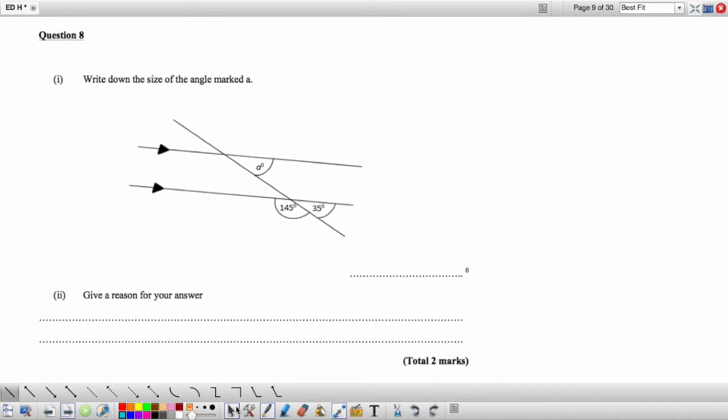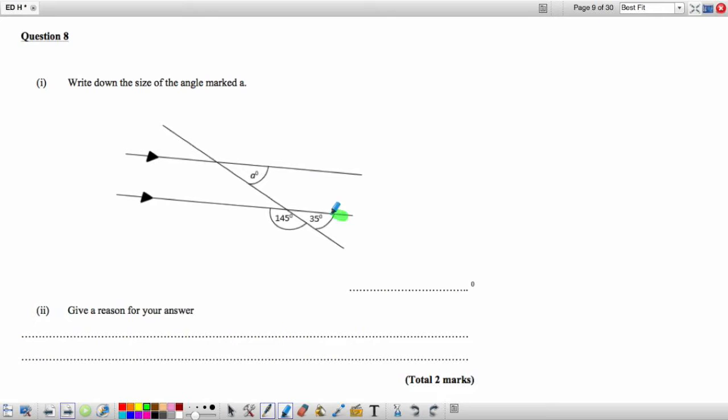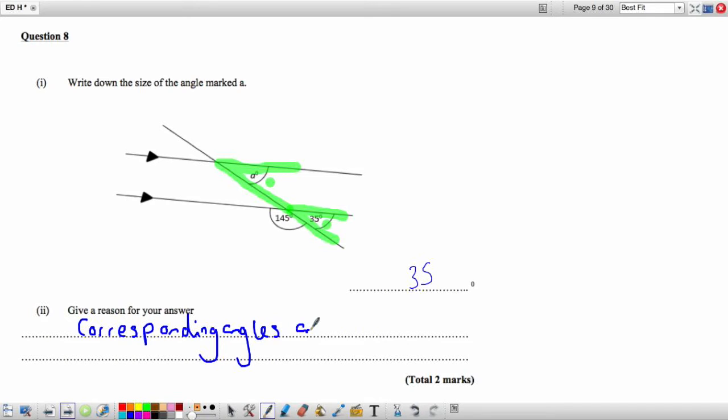Question 8. Write down the size of the angle marked A. We need to provide our reason. So here we can see we have our angle enclosed here, and if we extend up to A and across, we've got a corresponding angle. So these two angles are equal, so A is 35. Putting our reason down here, we have the corresponding, we make the F shape, corresponding angles are equal.